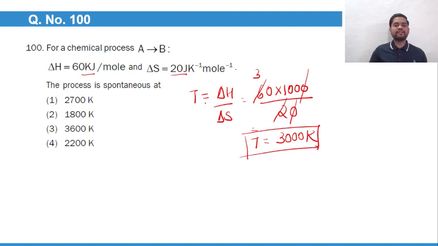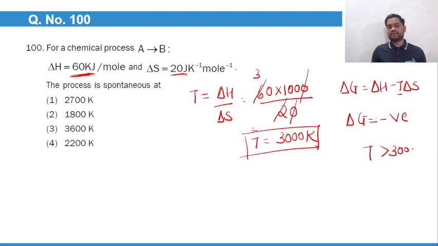Now the question that is asked is, the process is spontaneous at, delta H is positive, right? Delta H is positive, and delta S is positive. If you want the process to be spontaneous, delta H minus T delta S. At temperature 3000 Kelvin, this will become equal to 0. And now if you want delta G to be negative, temperature should be more than 3000 Kelvin. Then and only then minus T delta S value will become minus. This T delta S value will go beyond delta H value, and hence we can have delta G equal to negative value. So for this last question, the right answer will be option number 3.